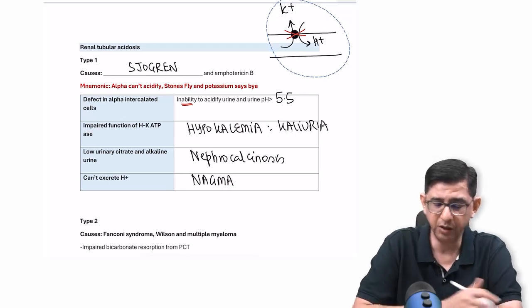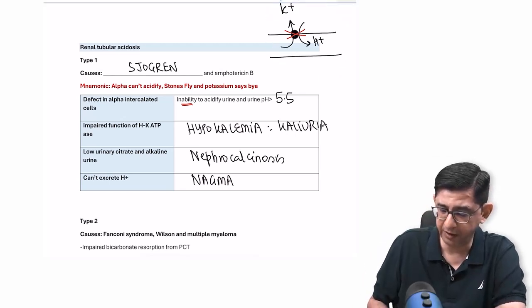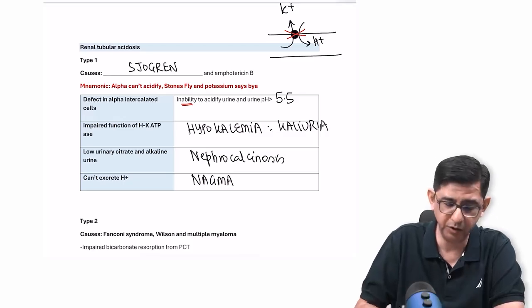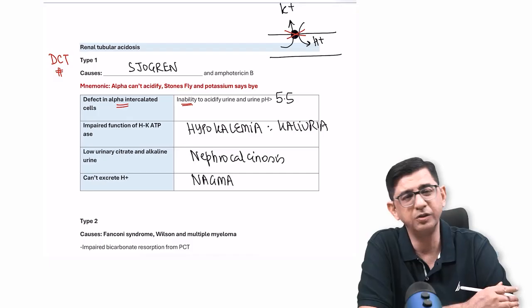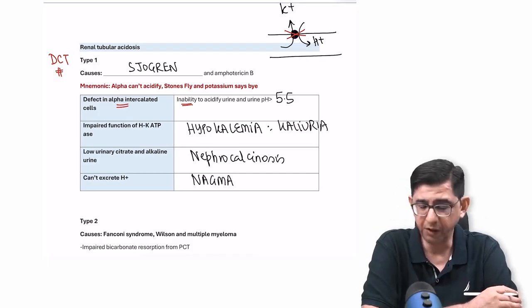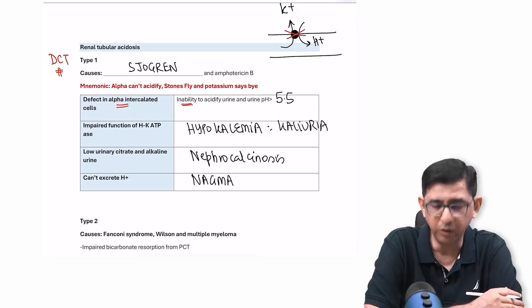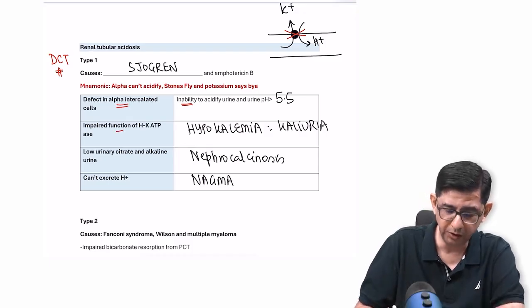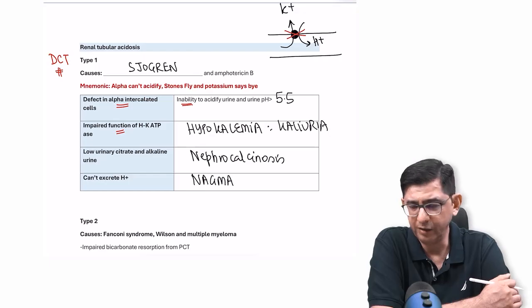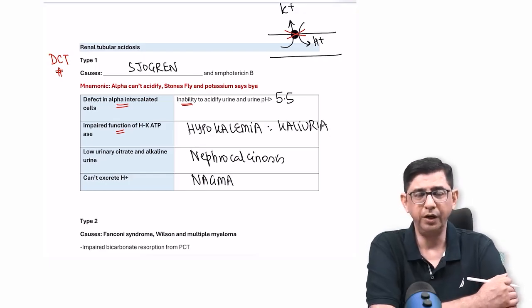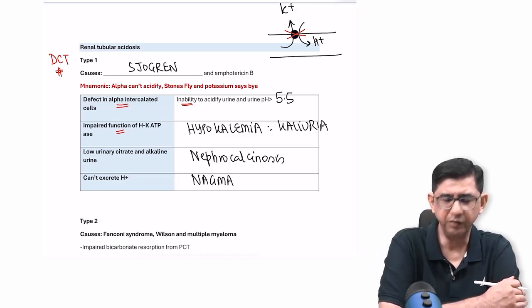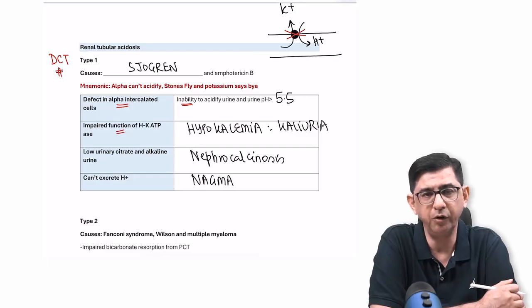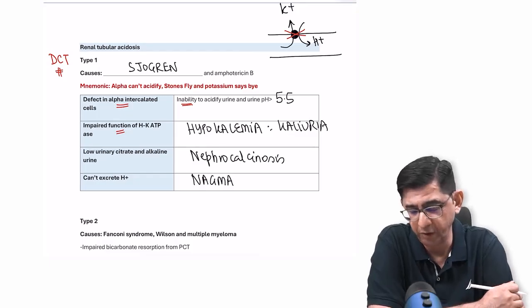There are special cells here that are called alpha intercalated cells in the distal tubule of the kidney. This disease affects the distal tubule. They excrete hydrogen, so they are also defective, and the hydrogen potassium ATPase, both are not working. So there are two things being affected here. One is the alpha intercalated cell that excretes hydrogen, and second is the hydrogen potassium ATPase. That makes life relatively easier for type 1, caused by Sjogren and amphotericin B.